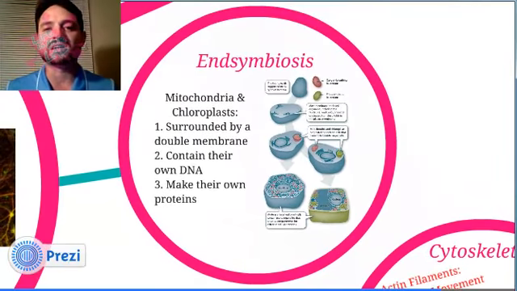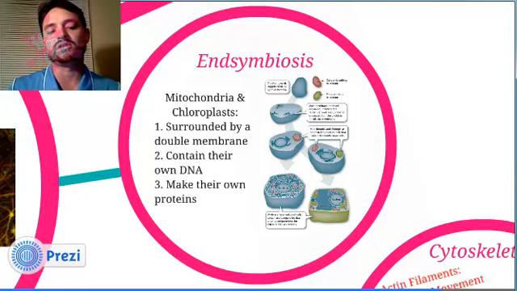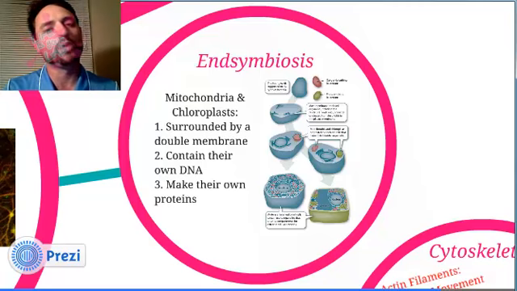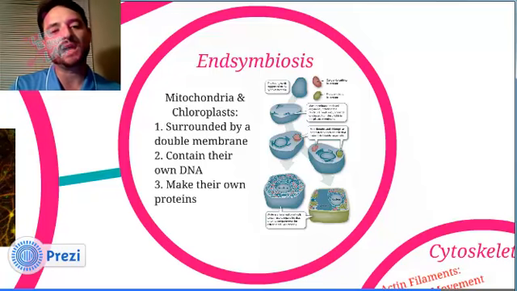When we're talking about cells, we can't not talk about the endosymbiosis theory. The endosymbiosis theory goes along with evolution. We've discussed this more than once already, but it's an important concept that we need to understand, and it deals with mitochondria and chloroplasts. Mitochondria and chloroplasts are unique organelles in that they have a double membrane.